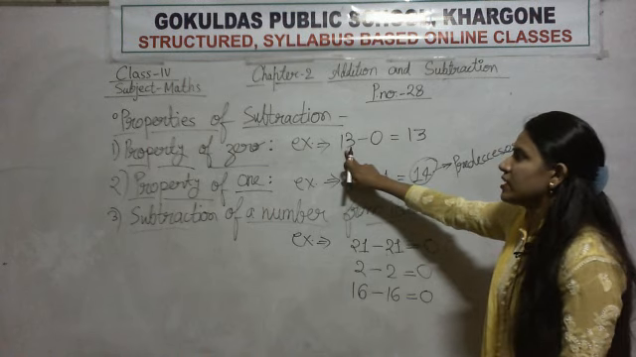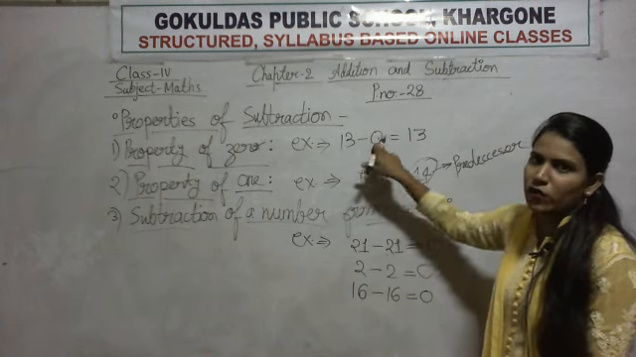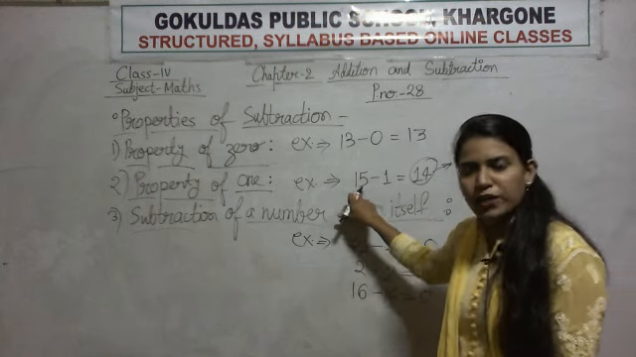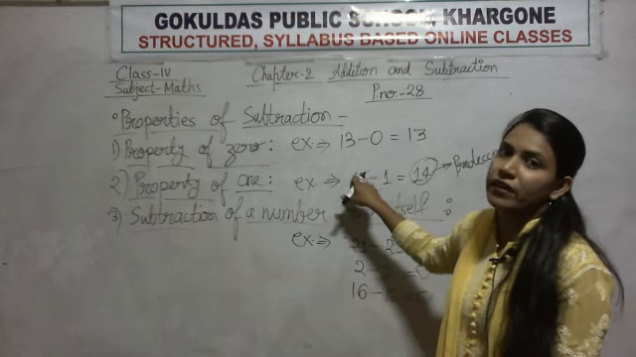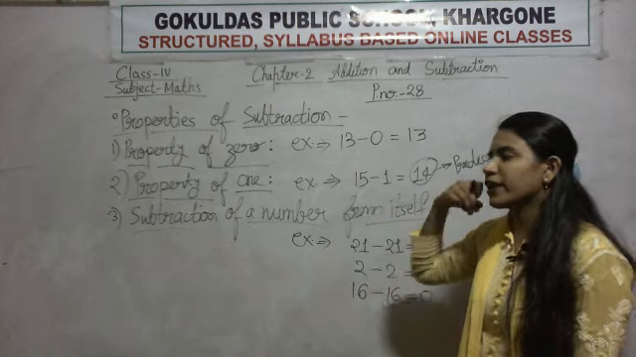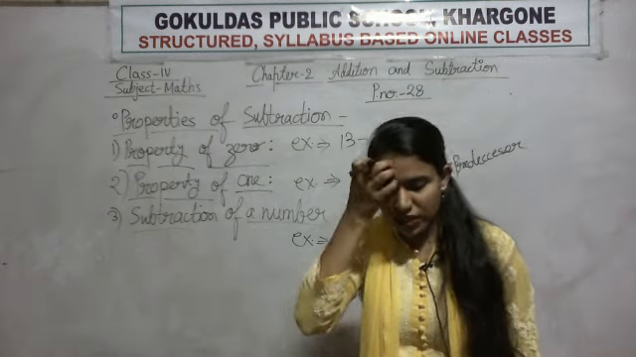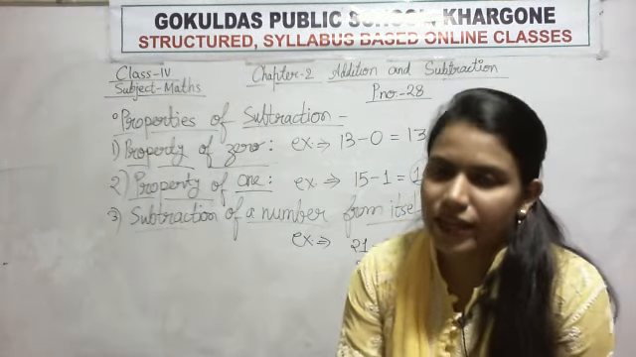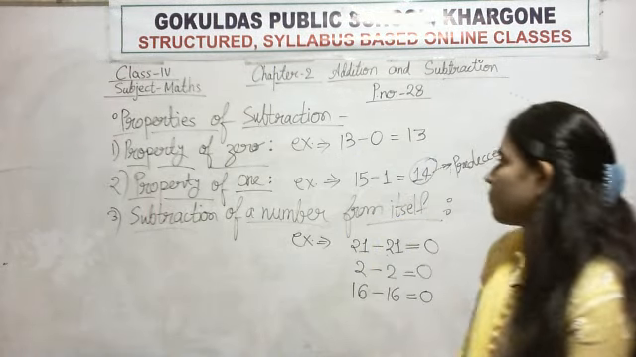What does the property of 0 say? If you subtract 0 from any number, you get the number itself. If you subtract 1 from any number, you get the predecessor of the number. If you subtract a number from itself, you get 0 as a result. I hope you understand the topic well.